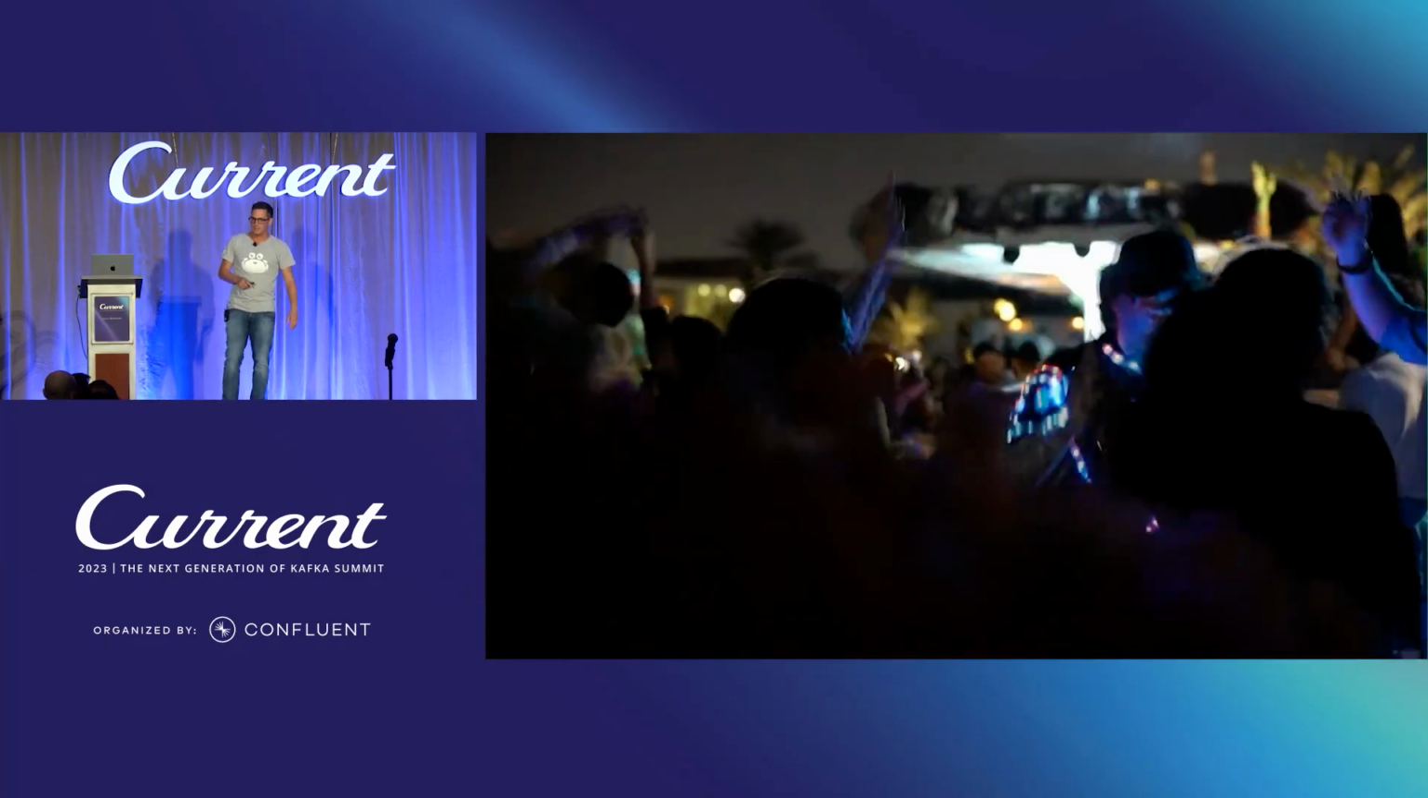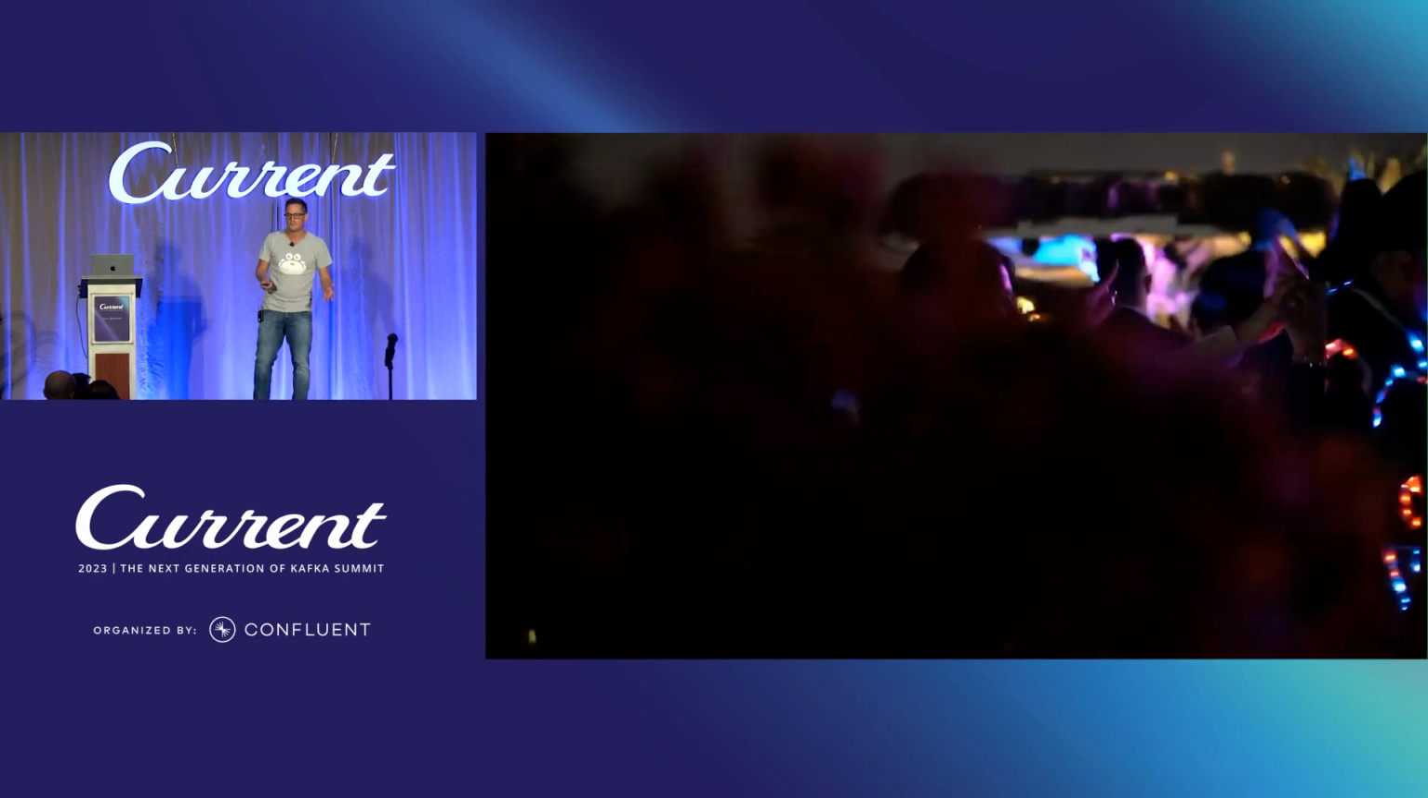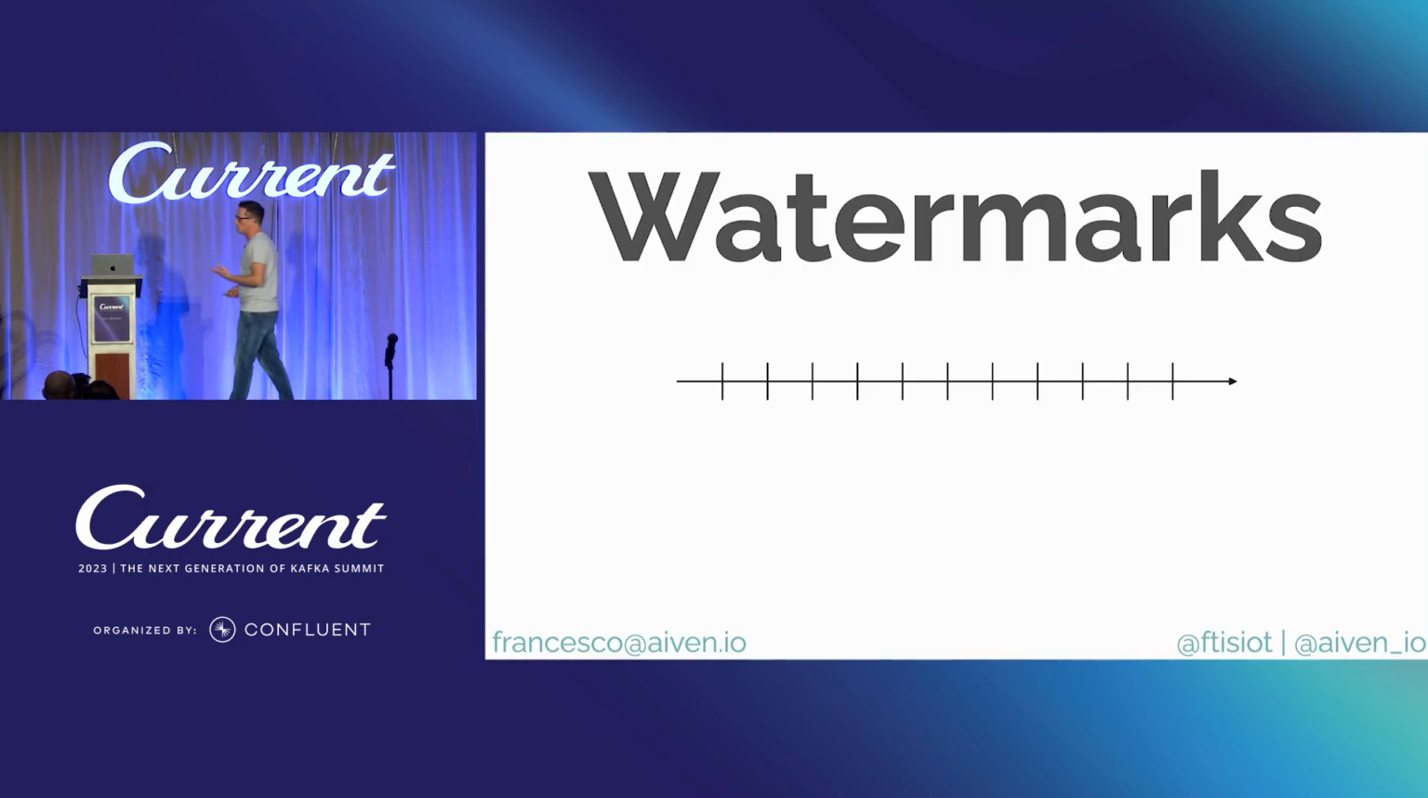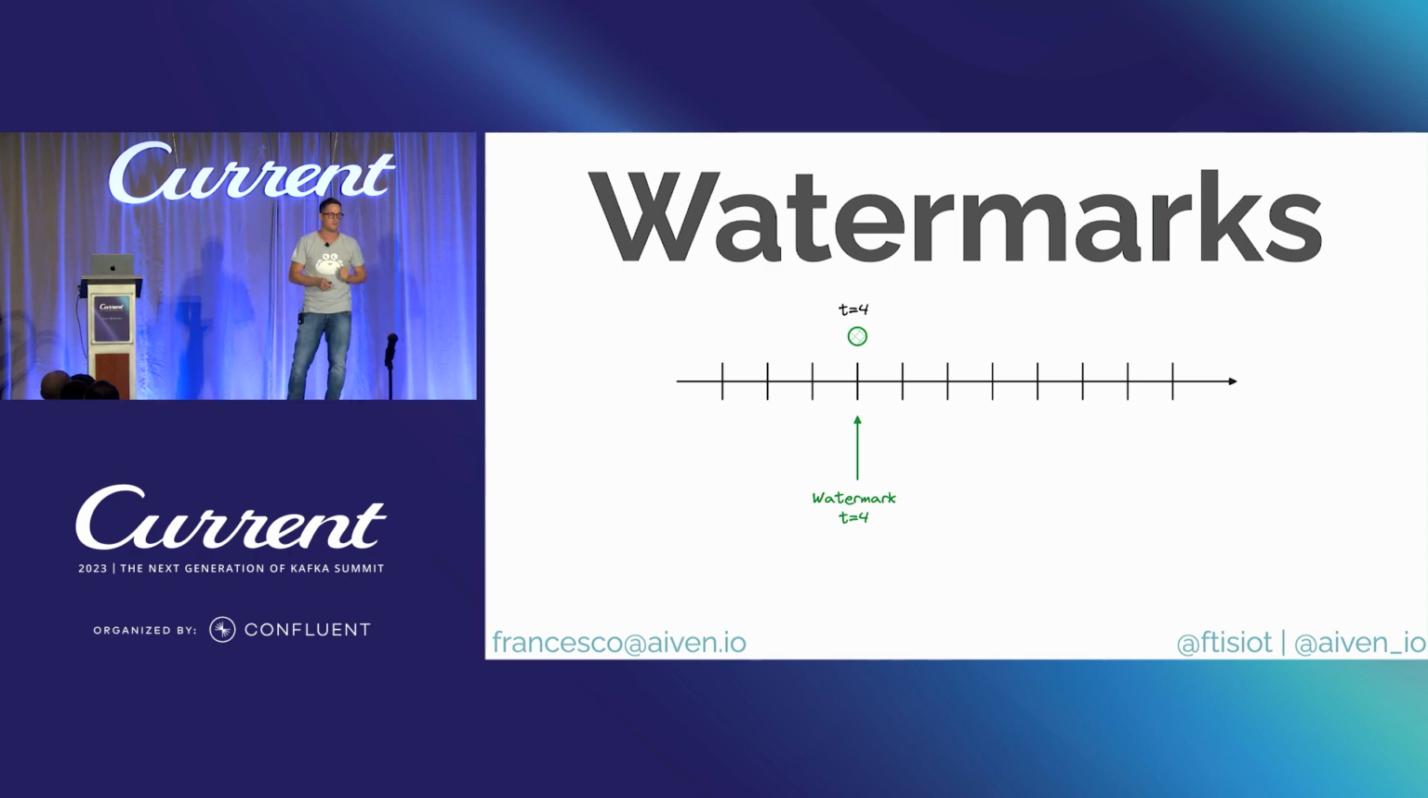I have bad news. We need to talk, and we need to talk about a feature called watermarks. Watermarks are the way that in Flink you say that time is passing. For example, if you receive an event that has time equal to 4, you can have a watermark that says, I received all the events until time equal to 4.